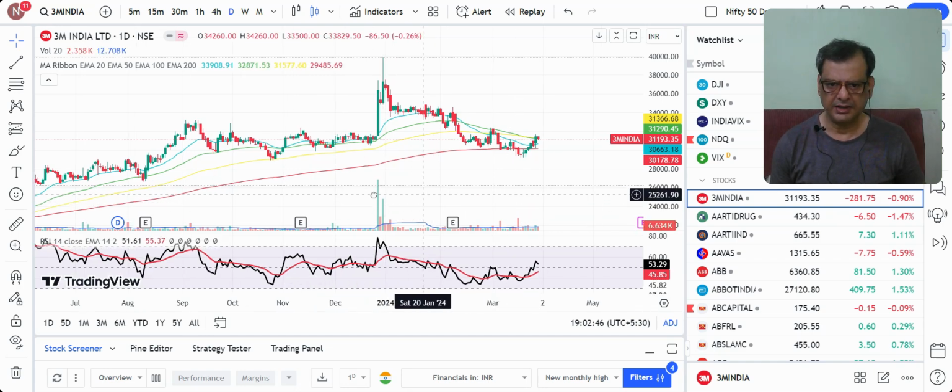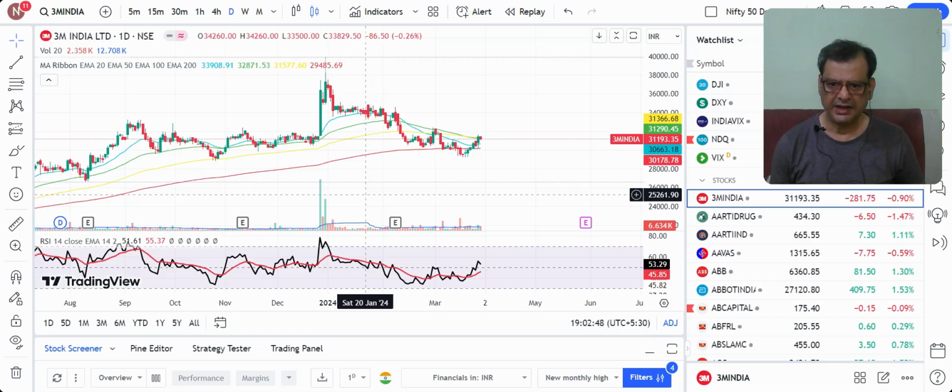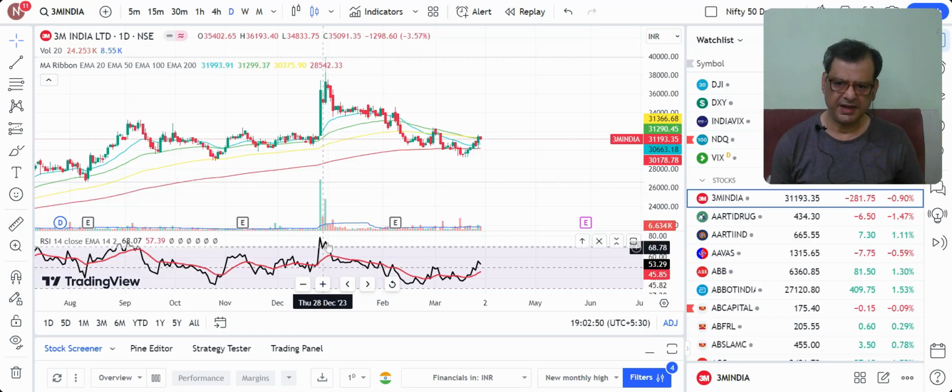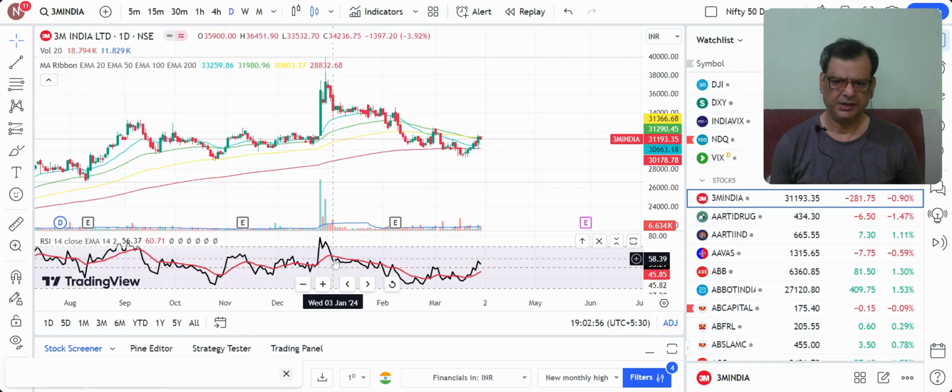So here we see that RSI is making these sort of figures. So this is like a sort of double top, and then the price is coming down. Now RSI is forming its own chart patterns, but just look at it.